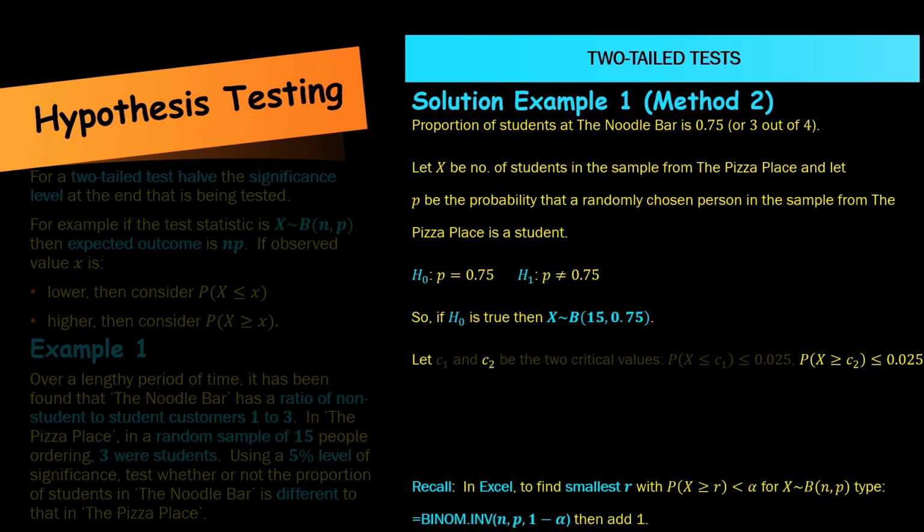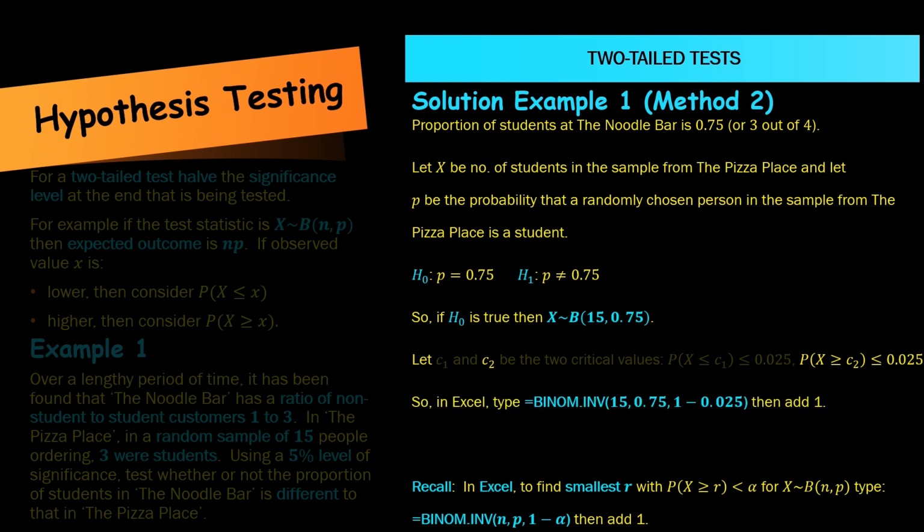So remember in Excel, in order to find the smallest r with the probability that x is greater than or equal to r is less than alpha, for x distributed binomially, open bracket n comma p, we type equals binom.inv, open bracket n comma p comma 1 minus alpha, then add 1.